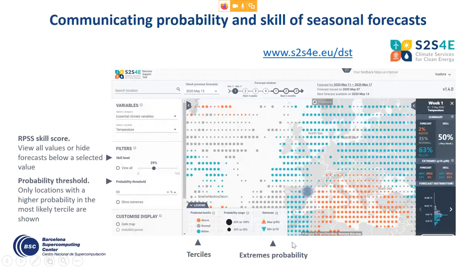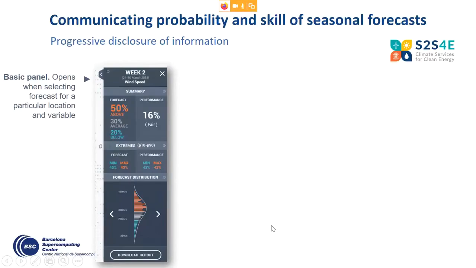And because these particular users in the energy sector were very interested in the probability of extremes, we also displayed them in the map. Here you cannot see them because the option is not activated, but if you activate it, then you can see these triangles. What is interesting in this visualization is that they use what we call a progressive disclosure of information.